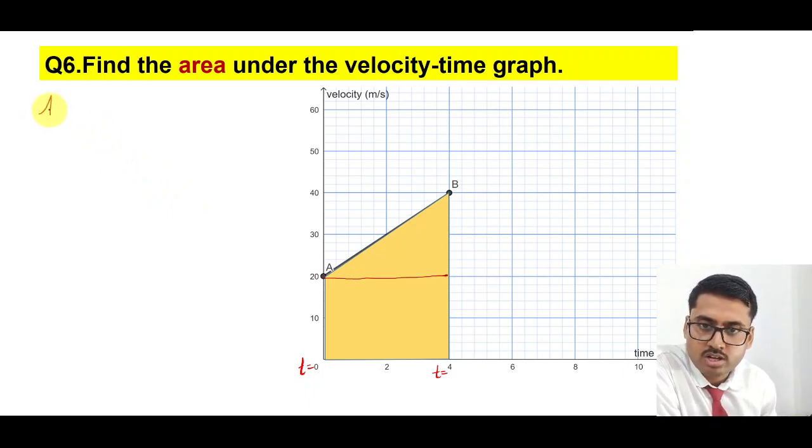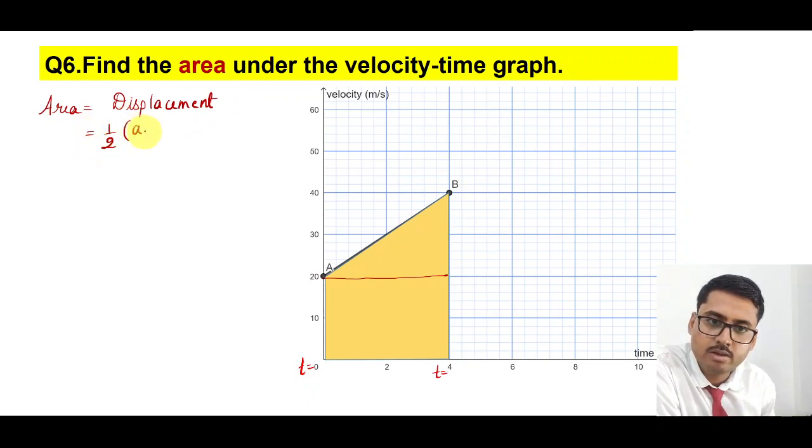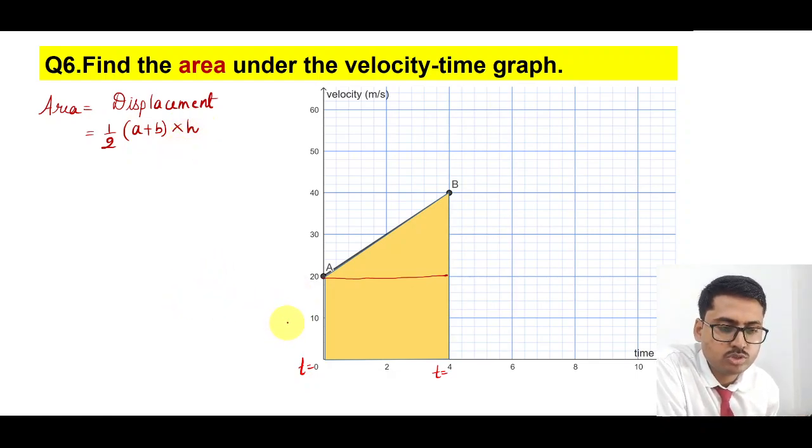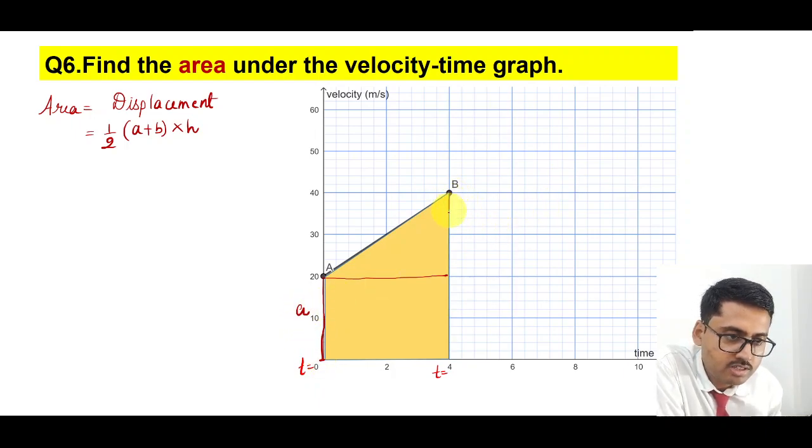So let us start with the trapezium. The formula for trapezium is area. Well, this area is going to give you displacement, so I write here displacement, which is equals to half (a plus b) into h. So here, which one is a? The two parallel sides. So the first parallel side is going to be here. This is your first parallel side, so I am calling it a, and the second parallel side, this one is b, so I am calling it b.